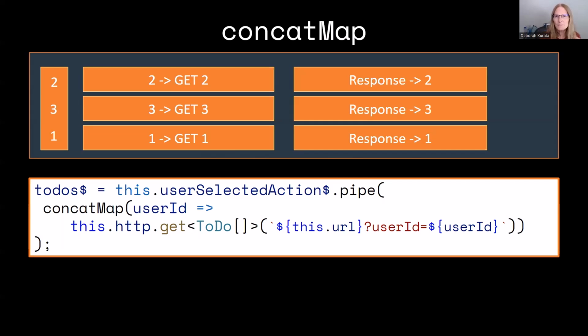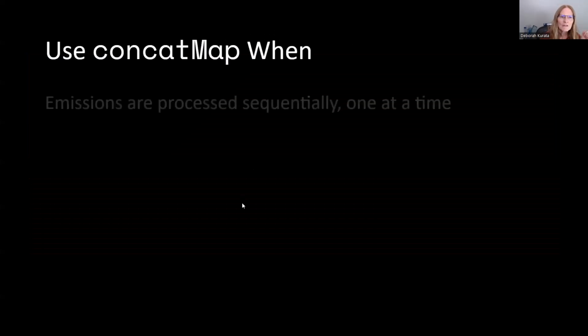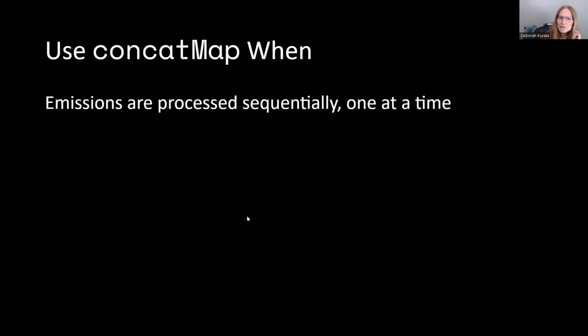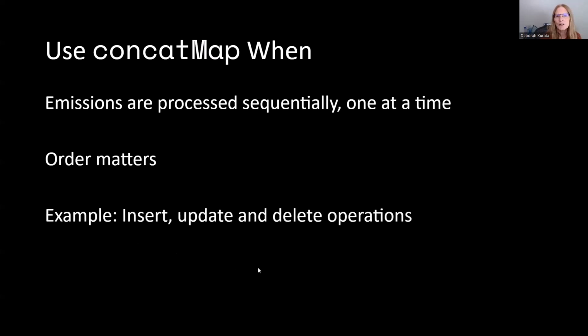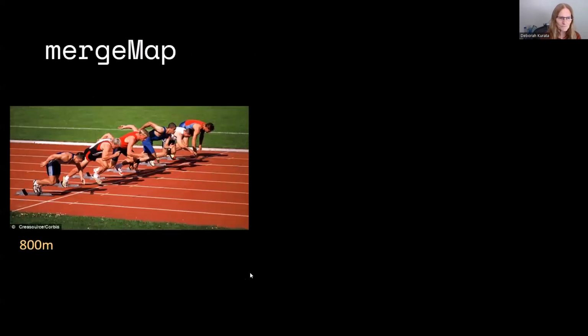When is concat map best practice? Use concat map when emissions are processed sequentially, one at a time. So this is important whenever order matters. Examples are insert, update, and delete. You wouldn't want to do the update for a row before you did that insert. So you can use concat map in that example.